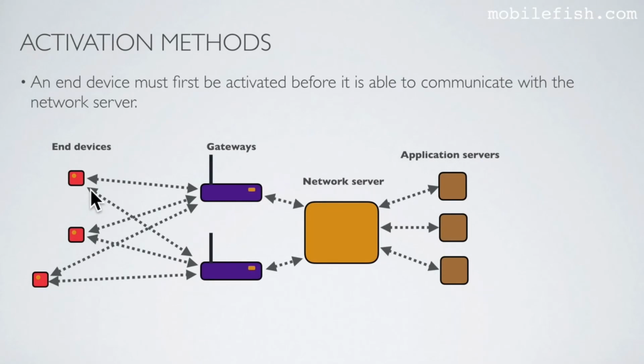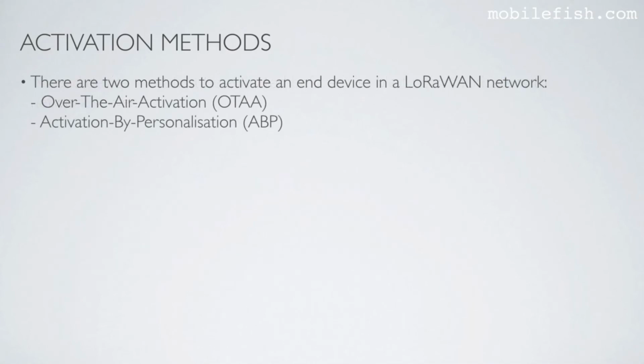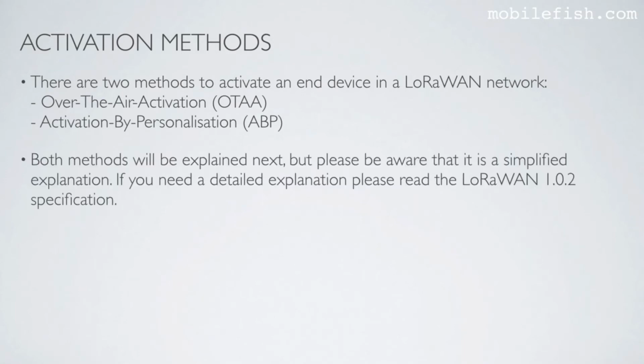An end device must first be activated before it is able to communicate with the network server. There are two methods to activate an end device in a LoRaWAN network: over-the-air activation, also known as OTAA, and activation by personalization, also known as ABP. Both methods will be explained next, but please be aware that it is a simplified explanation. If you need a detailed explanation, please read the LoRaWAN 1.0.2 specification.